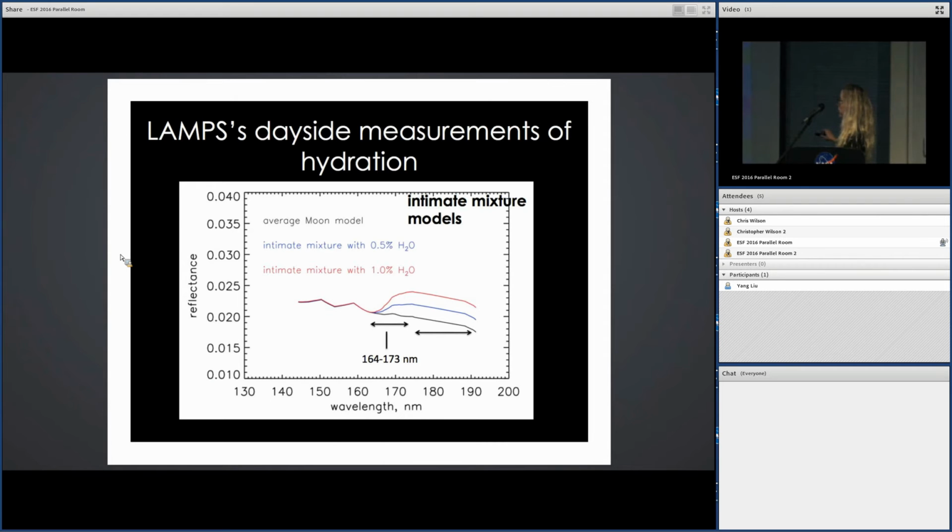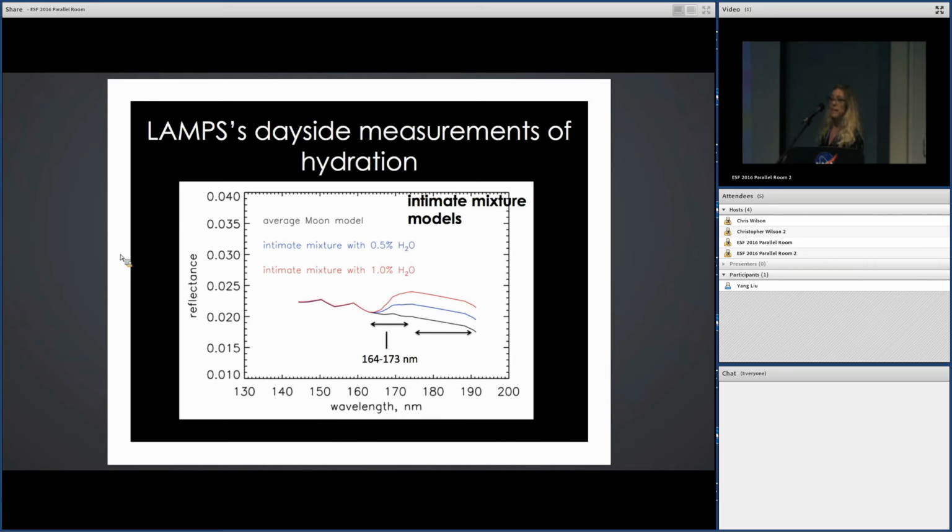A plain lunar spectrum looks about like this, but if you add in a little bit of water and presumably OH, you get a little bump up over that 165 nanometer region. If you add in a little bit more, you get a stronger bump up. The spectral difference only occurs over a very confined wavelength regime, and you do not get spectral slope changes at shorter or longer wavelengths.